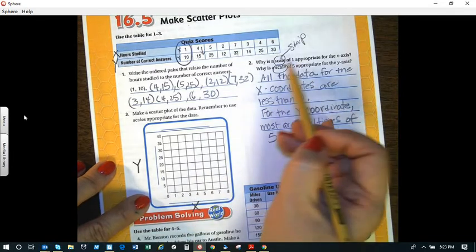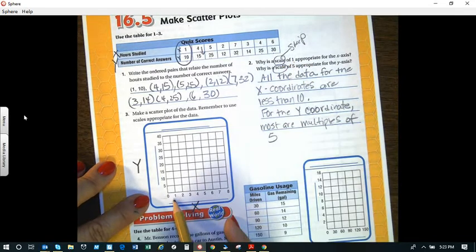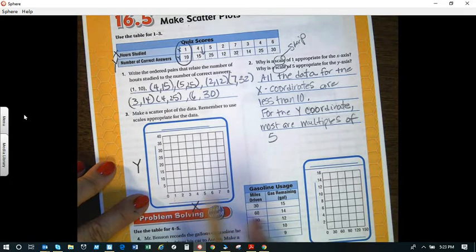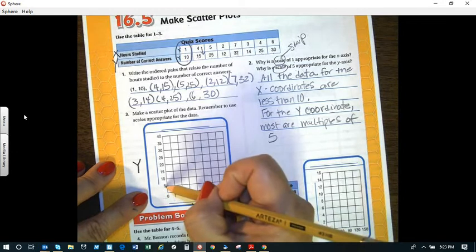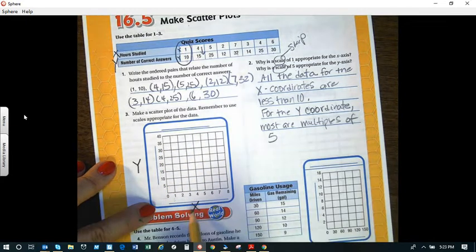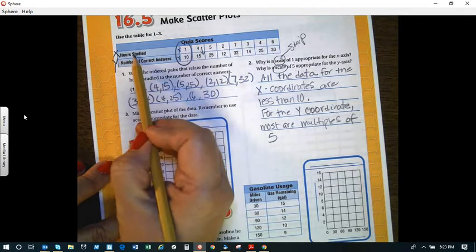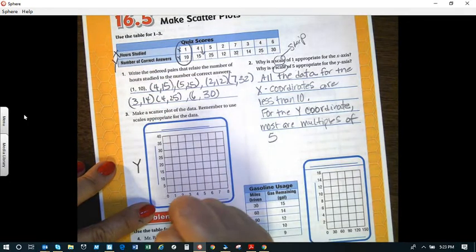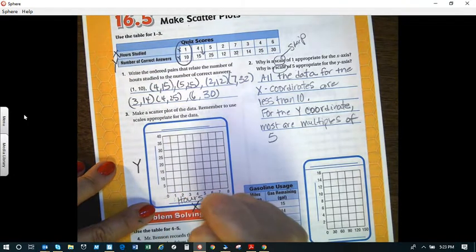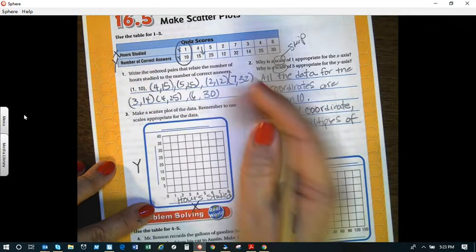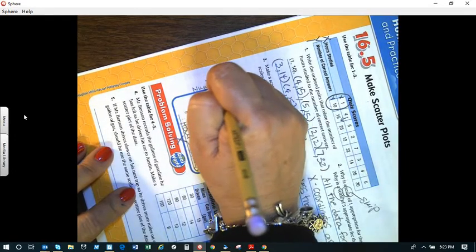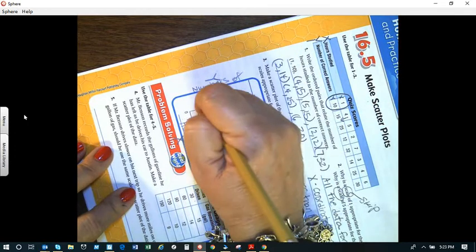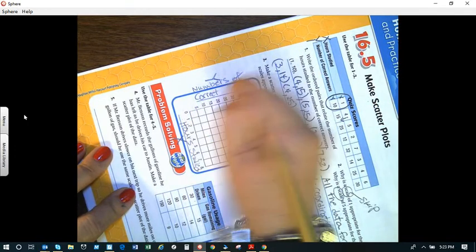If we're going to use a scale of 1, we start off with 1 and count 1, 2, 3, 4, and so on. If I have a scale of 5, I'm going to start with 5 and skip count up. All right, so now my x-axis is going to be hours studied. I'm going to label this right here. My y-axis is number of correct answers. I'm going to put number of correct answers.